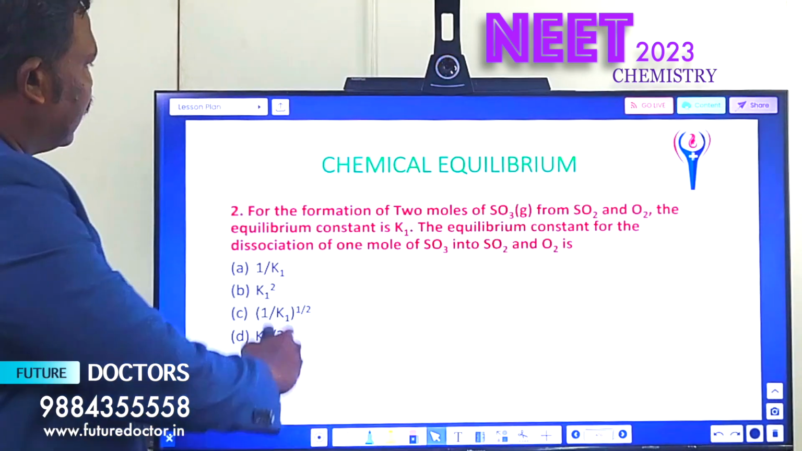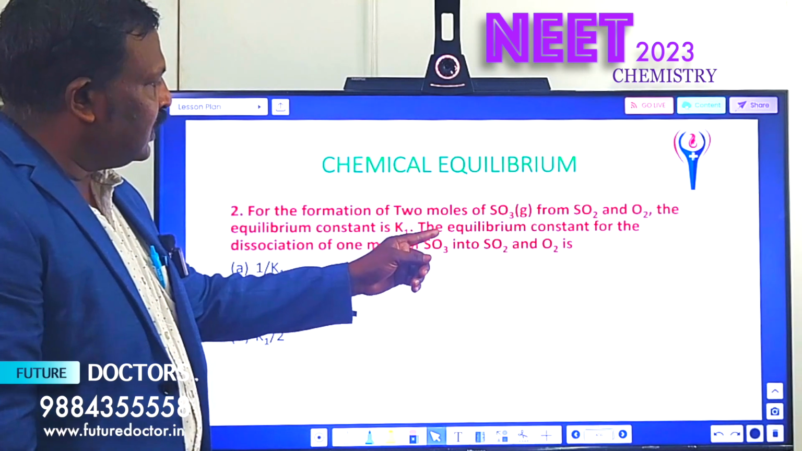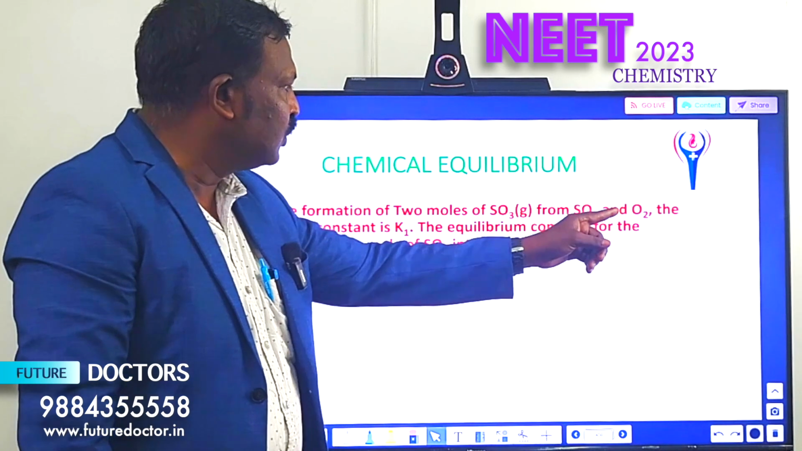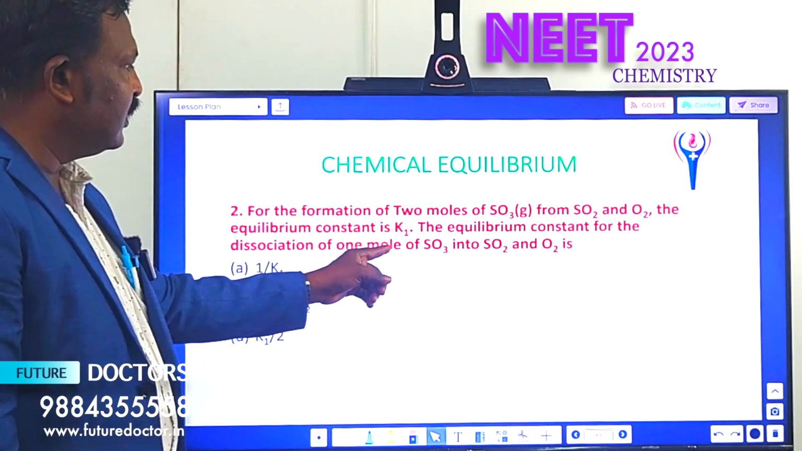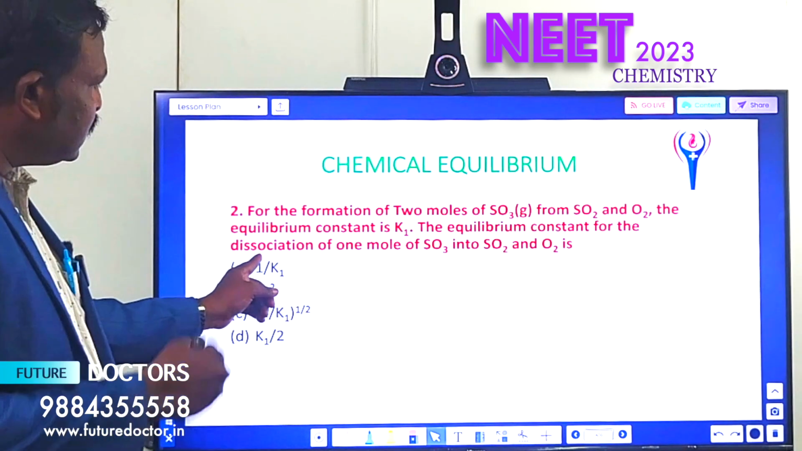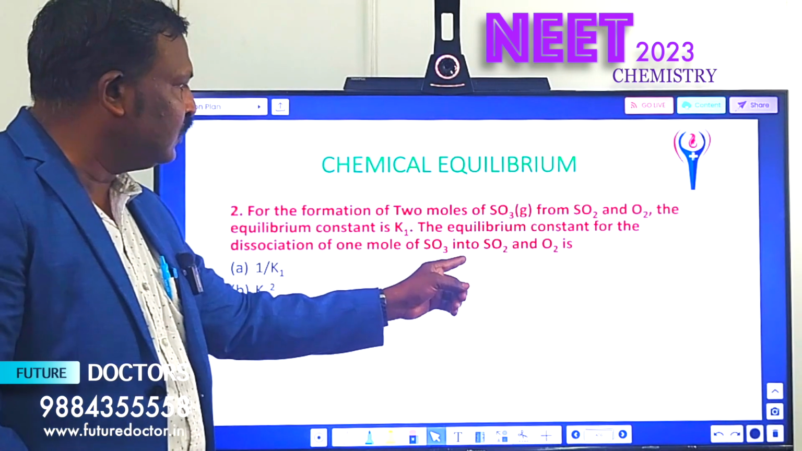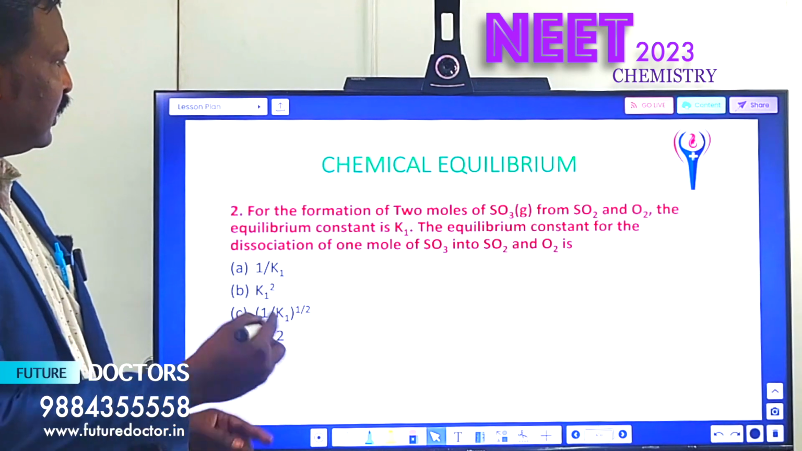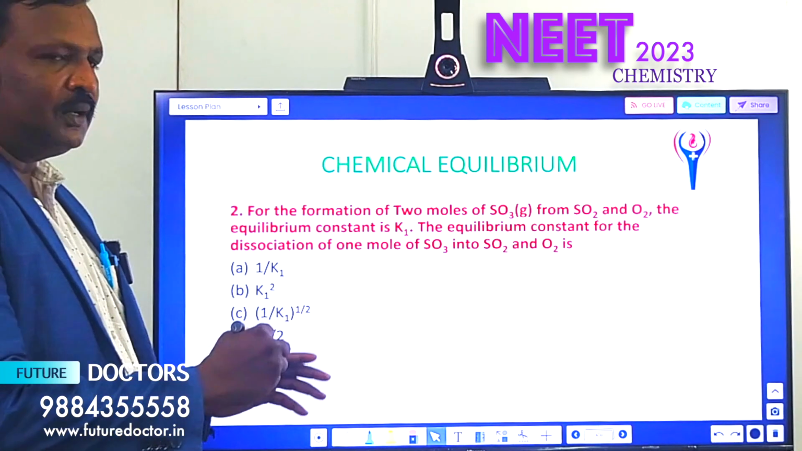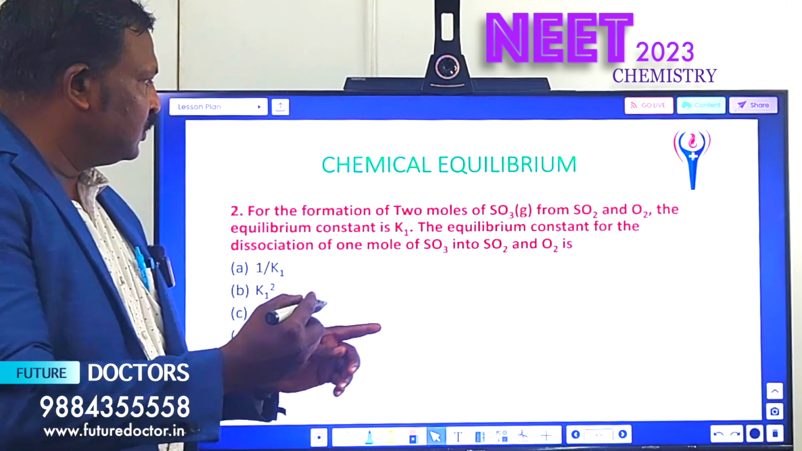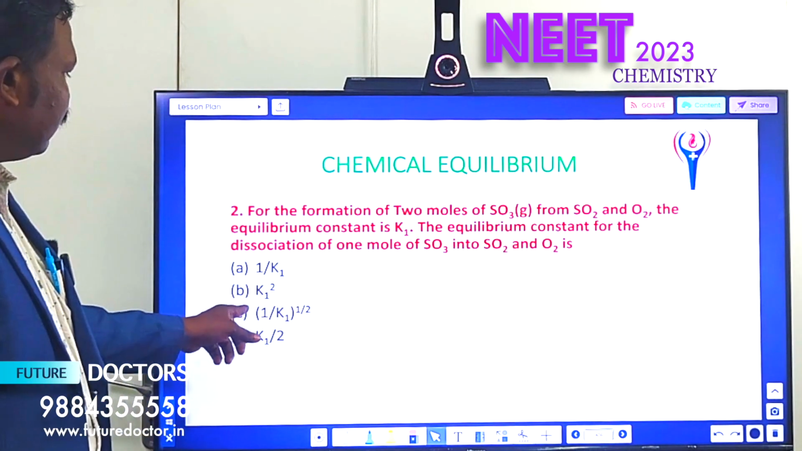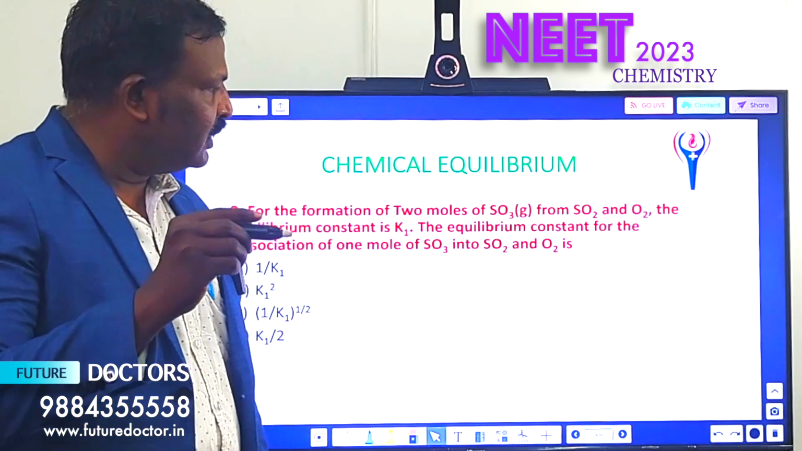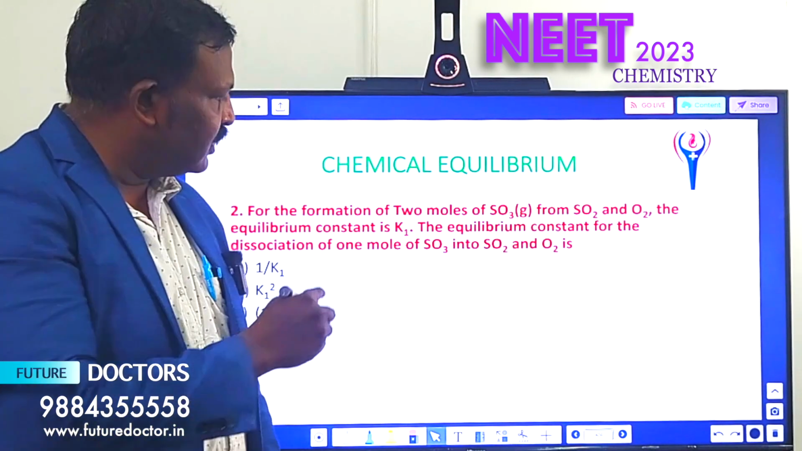See the next one. For the formation of 2 moles of SO3 in gaseous state from SO2 and O2, the equilibrium constant is K1. They are asking the equilibrium constant for the dissociation of 1 mole of SO3 into SO2 and O2. So we have to compare the dissociation equilibrium and the association equilibrium. If we compare these 2 terms, we can find the answer. Understood? First of all, you should know how to write the equilibrium constant for any equilibrium reaction. If you know this, you can solve the sums.